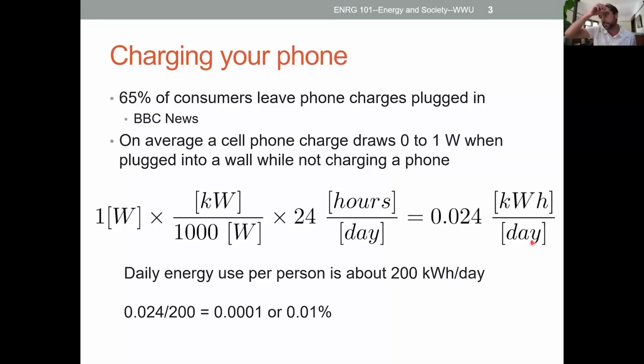So daily energy use per person is about 200 kilowatt hours per day. This is over everything: driving cars, shipping packages, energy embodied in all the stuff we have, like chairs and computers, whatever. And so this constitutes about 0.01% of your daily energy use. Does not matter at all. So don't feel bad. You're not a horrible person if you leave your cell phone charger plugged in.